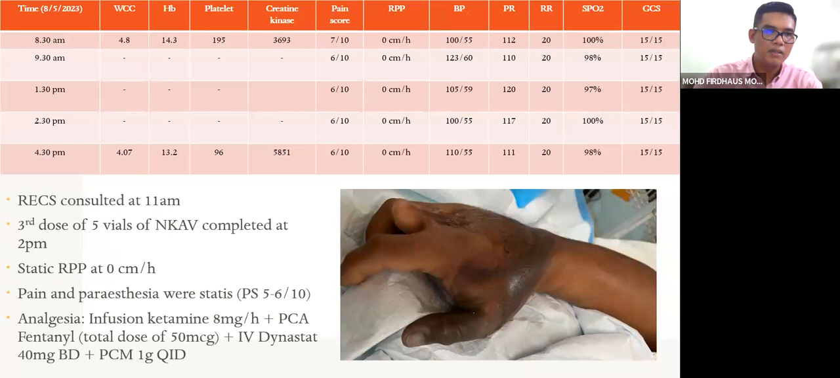So the medical team consulted RexA at 11 in the morning. The third dose of NKAV completed at 2 p.m. on the 8th of May. The creatinine kinase raised from 185 to 3,600 and further raised to 5,850. The RPP remained static at zero, but the pain and paresthesia was still the same with a pain score between 5 to 6 over 10. So from the APS team, infusion ketamine was increased from 6 mg per hour to 8 mg per hour, and patient was continued with PCA fentanyl and IV Dynastat and PCM 1 gram QID as well. Next, please.